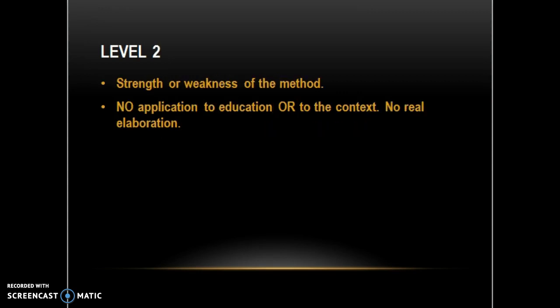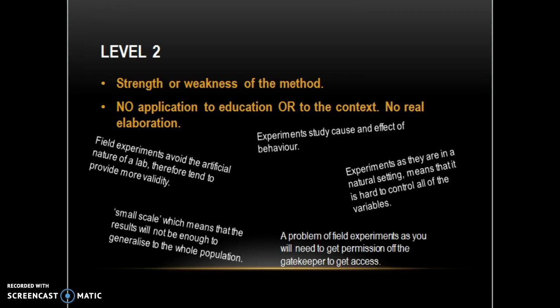Moving on, level 2 is a stated strength or weakness, with no development, no application to education or to the context, or no real elaboration. It might be in a fuller sentence, but it's often only about the method only or generic research, and this lacks the explanation to achieve higher. They tended to be stated.